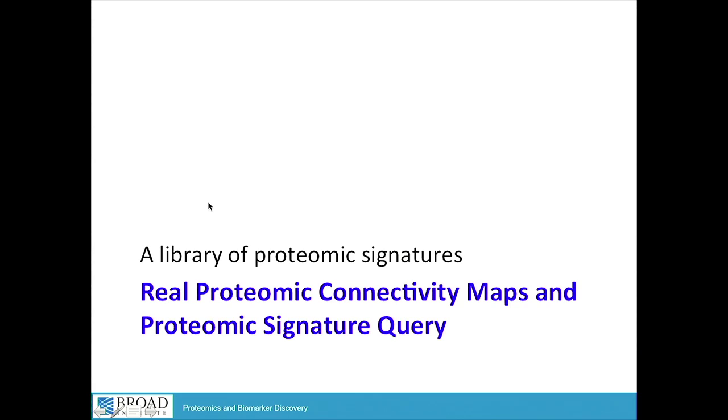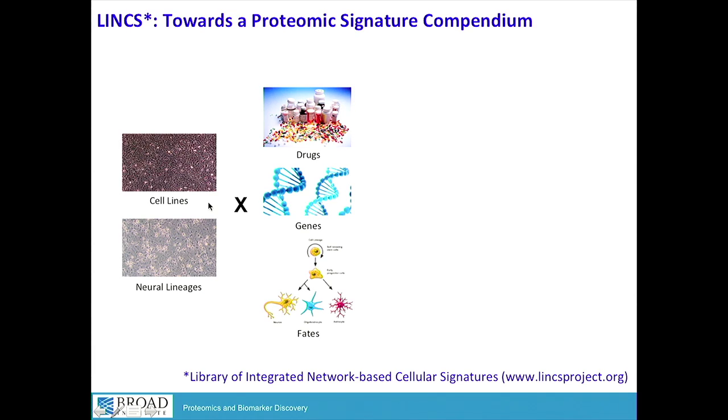Good? Okay. All right, so now I want to show you a little bit about the project that we're working on, where we're developing a library of proteomic signatures, and show you some real-life connectivity maps and some ideas about how to query these signatures. I'm working on a project called LINCS, which stands for the Library of Integrated Network-Based Cellular Signatures. This is together with the MacCoss Lab at the University of Washington and the Lee Lab at the Massachusetts Institute of Technology. This is what we are aiming to do: create this proteomic signature compendium.